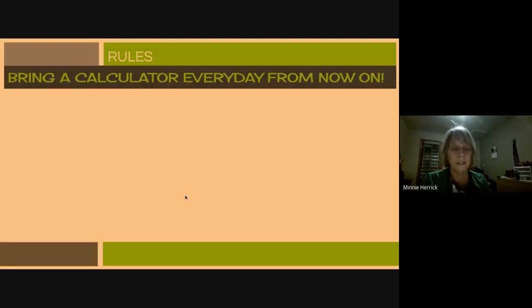You're always going to need a calculator for this part of the unit, so make sure you use your calculator. You're always going to be canceling out units. Each fraction along the way, you're going to be canceling out the units.